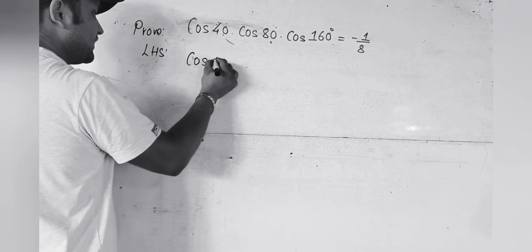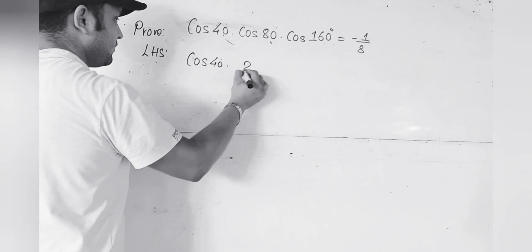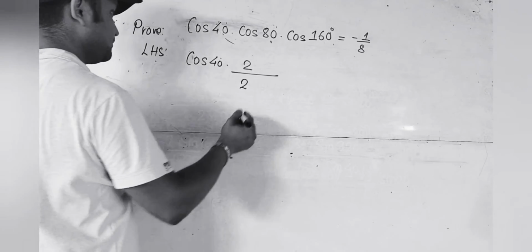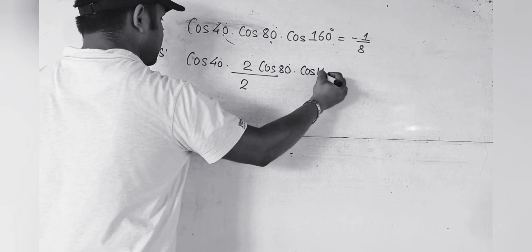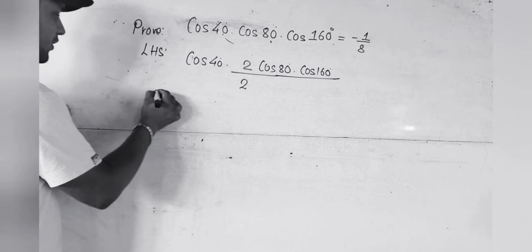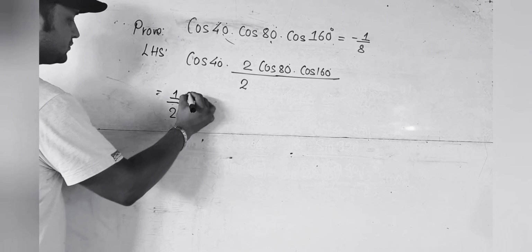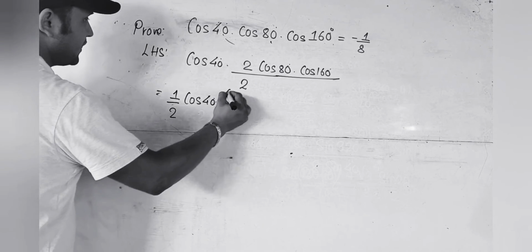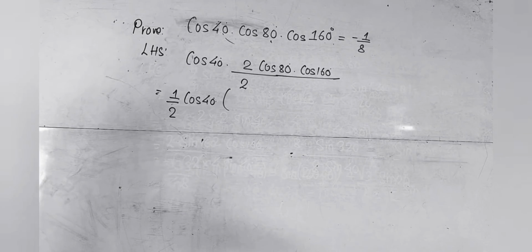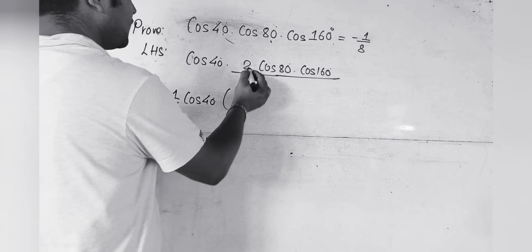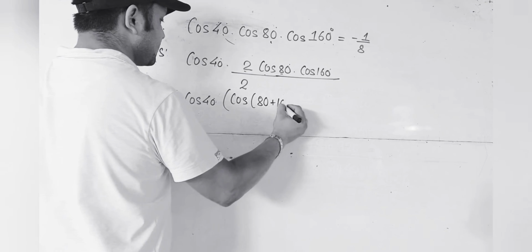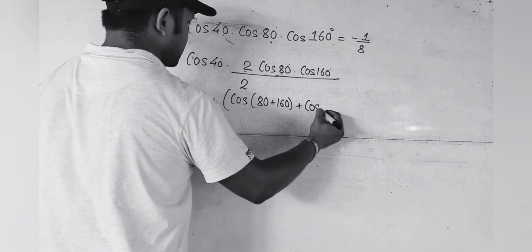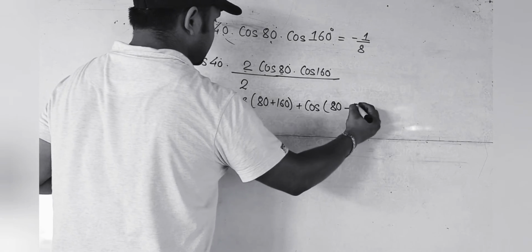You have cos 40 degree here. You can multiply the numerator by 2 and also the denominator by 2. So you have cos 80 dot cos 160. Now which we can write into 1 by 2 cos 40. Now you can use the formula of 2 cos A cos B. The formula of 2 cos A cos B is cos A plus B plus cos A minus B.